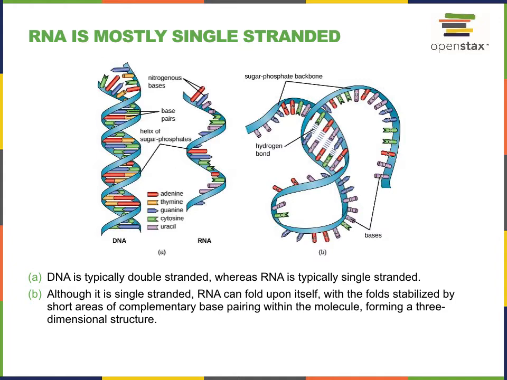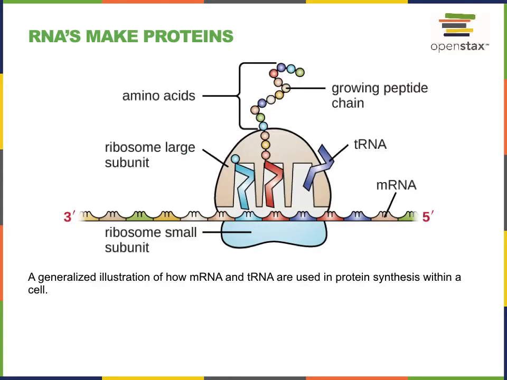RNAs, once they're made, are involved in converting instructions from DNA into proteins. The most notable thing RNAs make are ribosomes. And ribosomes are involved in taking messenger RNAs and converting them into proteins using transfer RNAs. So we have several different types of RNAs, and RNAs kind of act as enzymes.